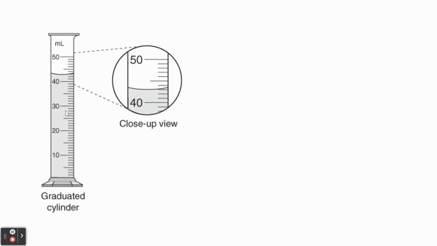So here's another graduated cylinder. We've got markings for every 10 milliliters. We've got markings here for every 1 milliliter. And if we look at a close-up, we're going to be able to read the ones place and we're going to estimate to the tenths place. So we would say the 43 is our certain digits. The 0 would be our uncertain digit or our estimated digit.